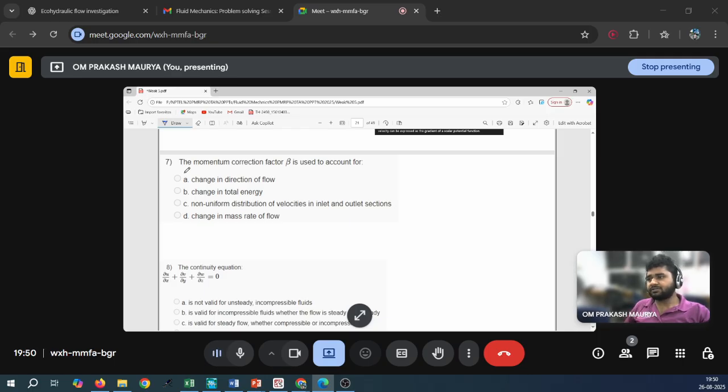The momentum correction factor beta is used to account for change in the direction of flow, change in the total energy, non-uniform distribution of velocities in inlet and outlet sections, change in the mass flow rate or mass rate of flow.